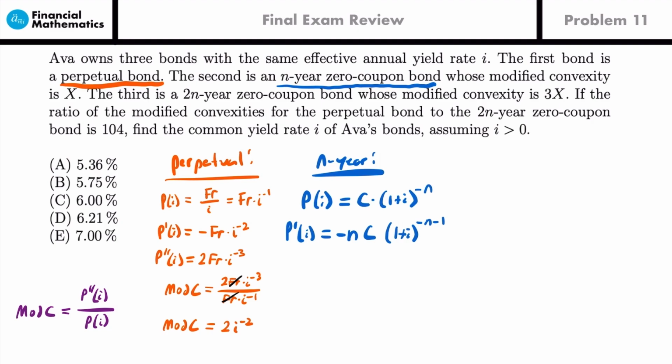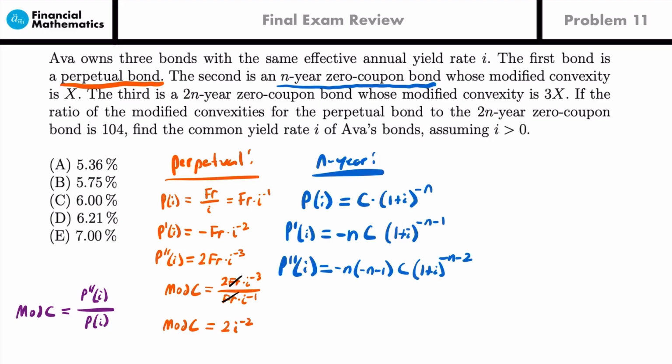Now let's do that again. We need to take the second derivative of the price function. We'll multiply the exponent down again, and subtract another 1 from that exponent. So we're going to have negative N times negative N minus 1 times C times 1 plus I to the power of negative N minus 2. Okay, we multiplied that quantity down of negative N minus 1 and subtracted another 1 from the exponent. So now instead of negative N minus 1, we have negative N minus 2.